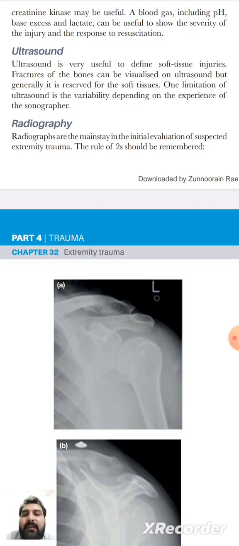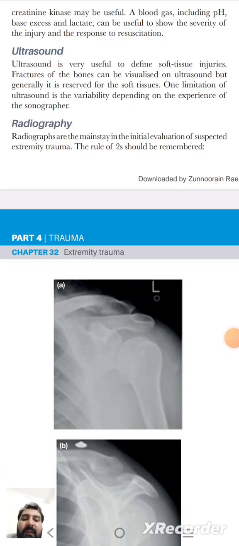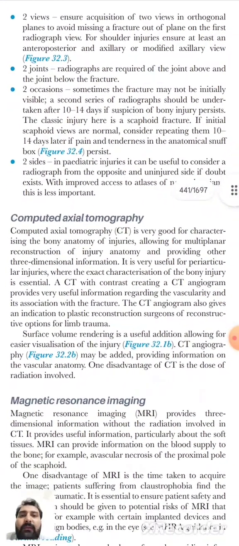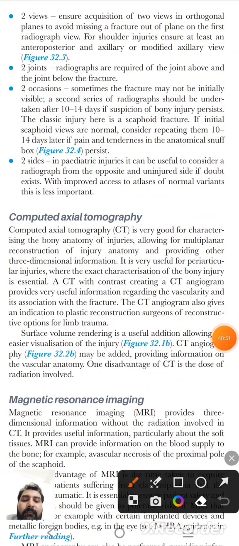Radiography. Radiographs are the mainstay in the initial evaluation of suspected extremity trauma. The rule of two should be remembered, which is most important. What is the rule of two? Two views for a fracture.